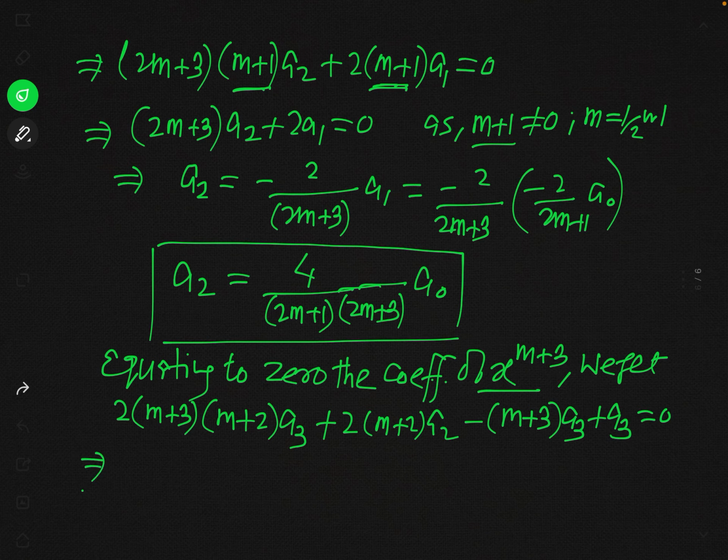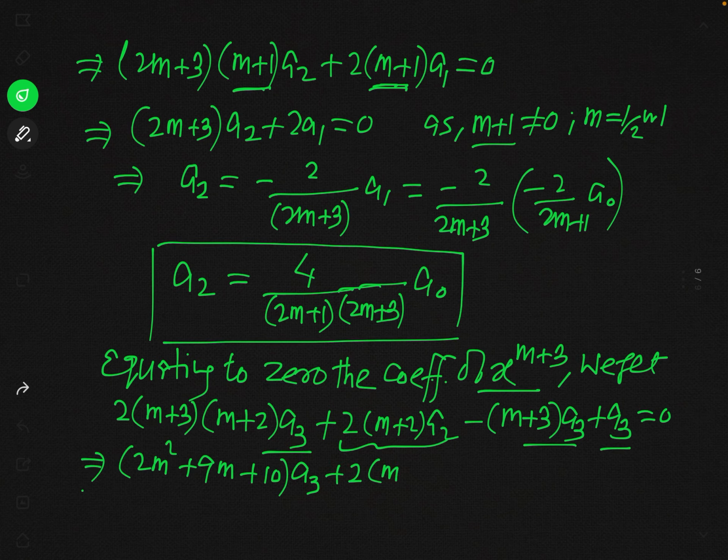Now we will simplify this result. There is a lot of algebra, you can do it, and you can see when we combine the terms containing a3 and this a3, when you combine all these three terms, you will get 2m square plus 9m plus 10 into a3, and this is a single term, so plus 2 into m plus 2 into a2, and this will be equal to 0.